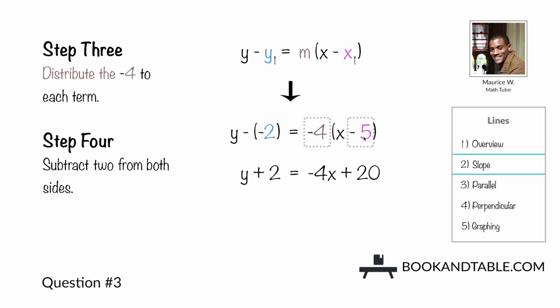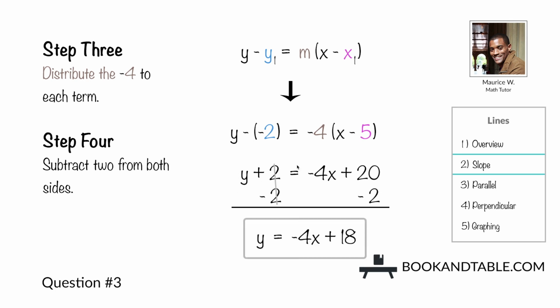Negative 4 times negative 5 is positive 20, leaving you with y plus 2 is equal to negative 4x plus 20. To isolate y, we want to negate the positive 2 by subtracting 2 from both sides, leaving you with y is equal to negative 4x plus 18. 20 minus 2 would give us positive 18.